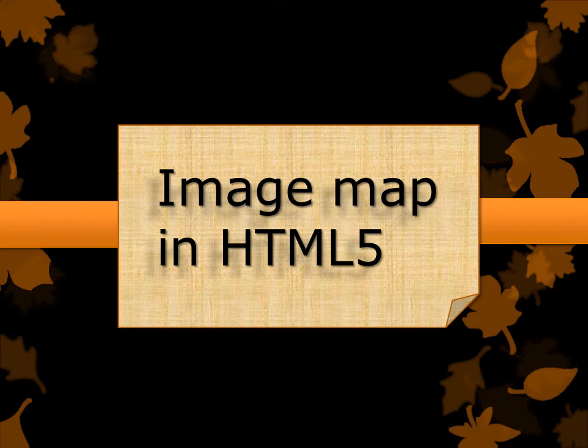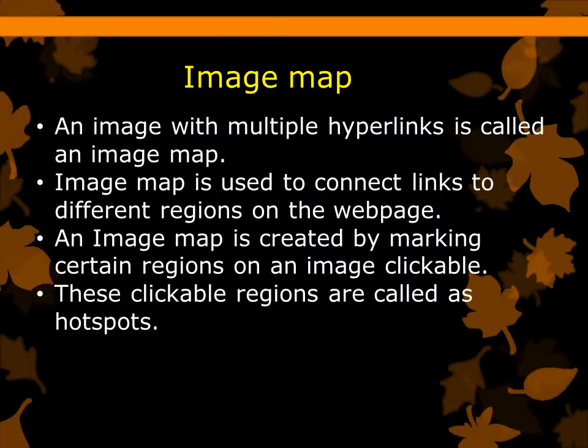Hello everyone. In this video we are going to talk about setting up multiple links within one piece of image, that is called an image map. Image mapping allows you to set up different links, hotspots within a single image. So let's see image map. What is meant by image map? An image with multiple hyperlinks is called an image map.